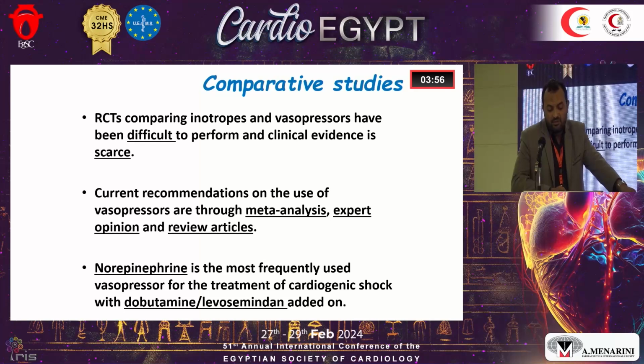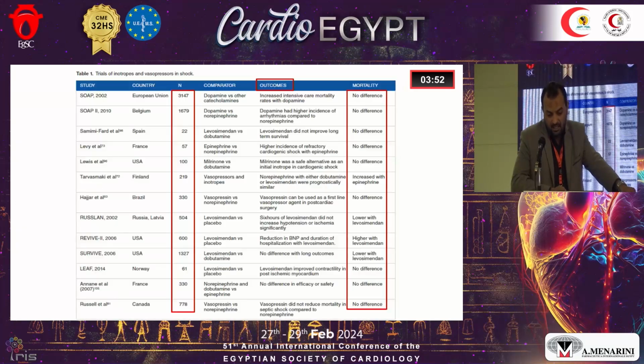Norepinephrine is the most frequently used vasopressor for the treatment of cardiogenic shock, with dobutamine and levosimendan added on. These are the studies done on inotropes and vasopressors. You have to see there is no difference in mortality in most of the studies, except the study by Tarvasmäki in Finland on 219 patients. It showed increased mortality with epinephrine, and this study set epinephrine back for a while.